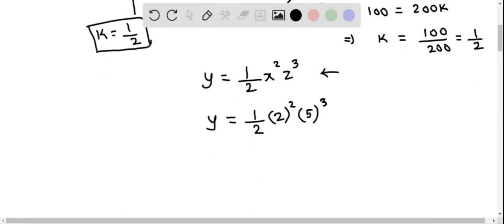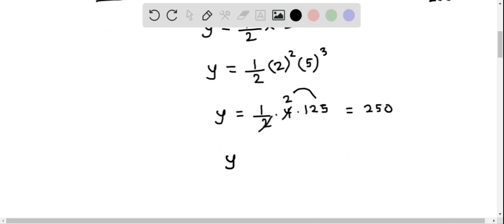Let's simplify and evaluate y. So this equals 1 half, 2 squared is 4, and 5 cubed is 125. Let's cancel this 4 with the 2, as 2 times. Now we get 2 times 125, and this equals 250. So we determine the value of y equals 250.